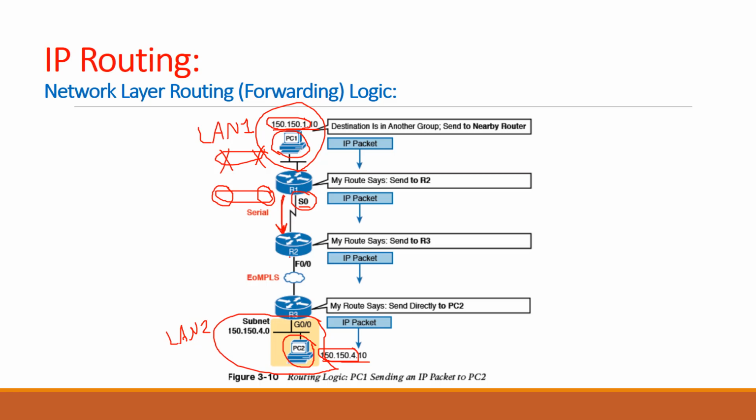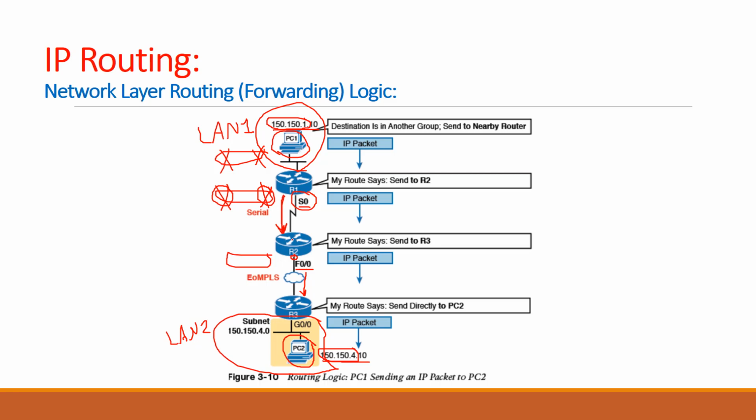Now R2 received the frame. It de-encapsulates the Ethernet header and trailer and re-encapsulates another Ethernet header and trailer. But before that, it checks its IP routing table and decides to send the frame, or the IP packet, out of FastEthernet 0/0 destined to R3. This process is called routing.